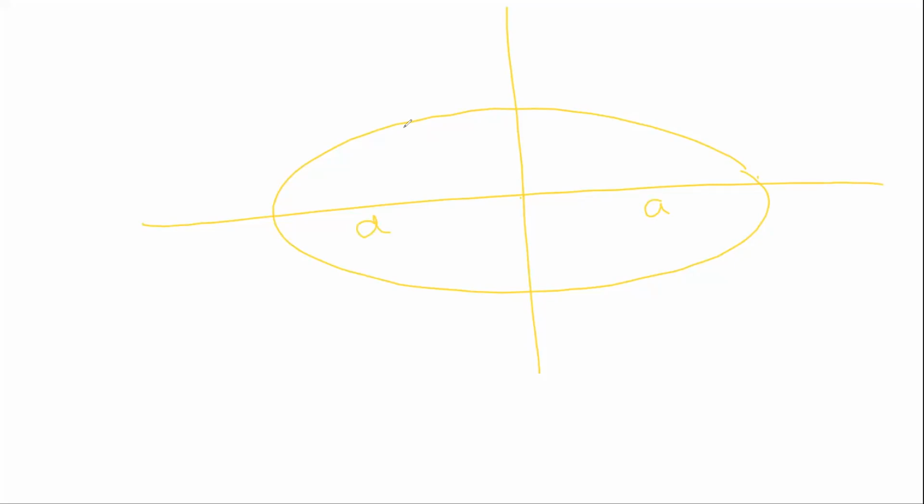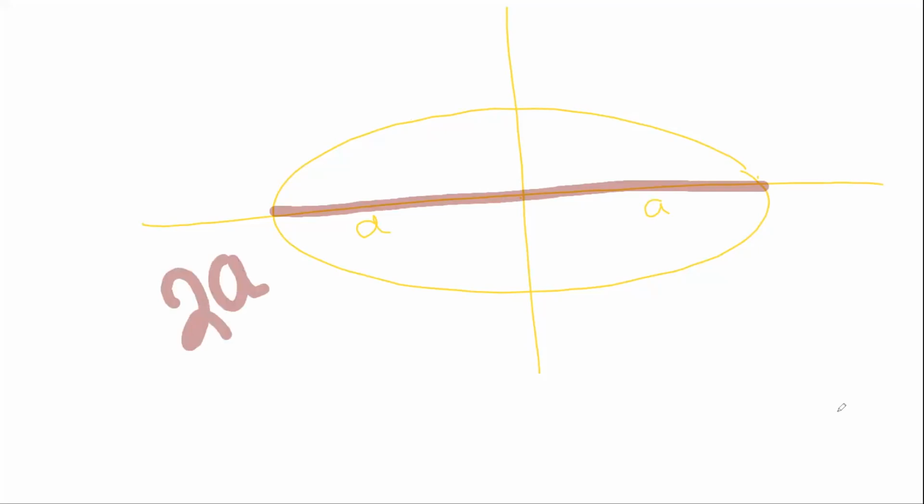So what is the length, the width, sorry, of the major axis? It will be 2A. Is it right? Yeah. And look at the minor now. Here we have B, and here we have B. So the length of the minor axis will be 2B.